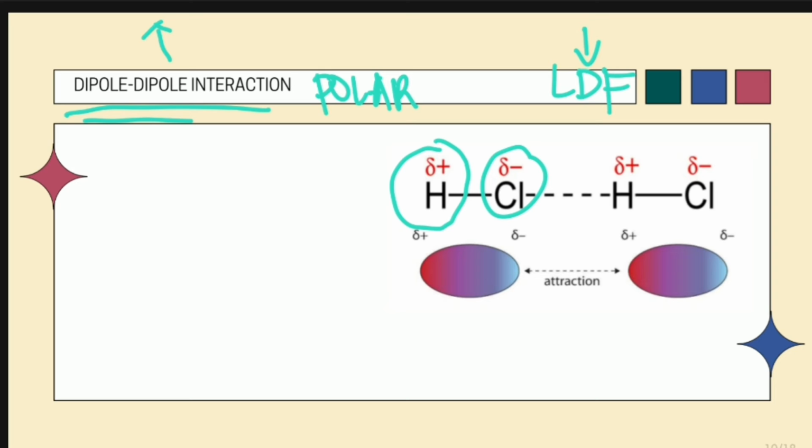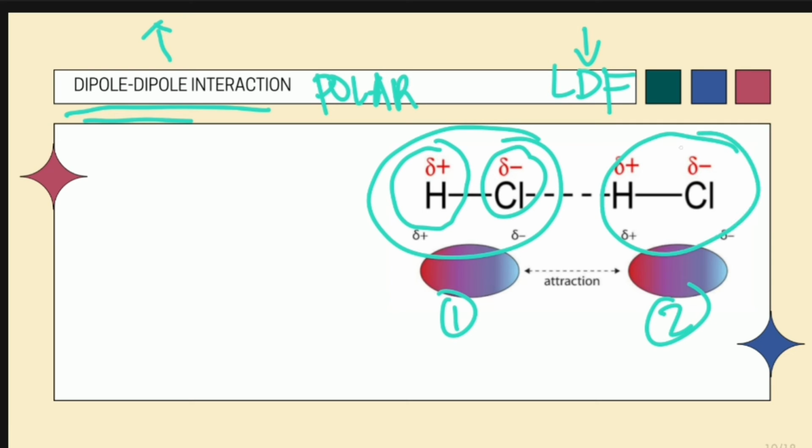So, when two molecules, so isang molecule ito ni HCl, pangalawang molecule ito ng HCl. When these two attract each other, we have an attraction that is called a dipole-dipole. Dipole-dipole siya kasi yung isang molecule may dipole, yung another molecule na nag-a-attract sa kanya, merong ulit dipole. Now, that's the dipole-dipole interaction.